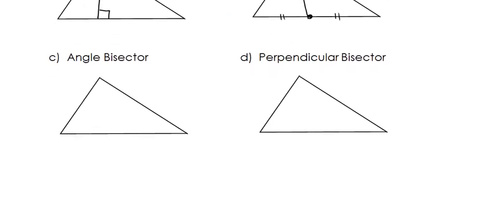An angle bisector is a segment that starts at a vertex and then cuts an angle into two congruent angles. So if I start at this vertex, then I should try to draw a segment that cuts the angle so that this angle is the same as this one.